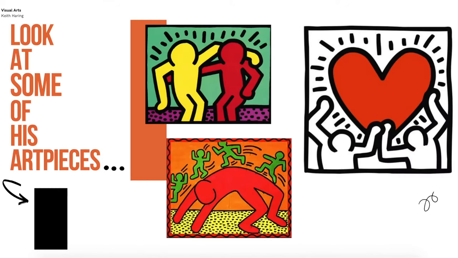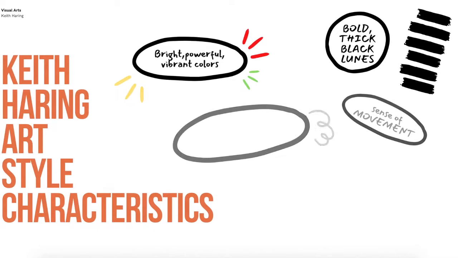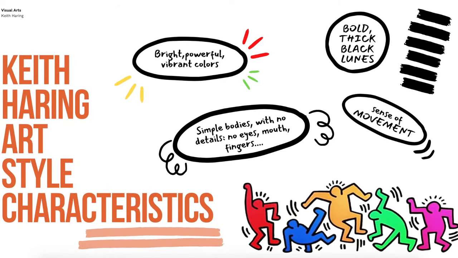Let's look at some of his art pieces. Isn't it a very unique style? Let's see some of his art style characteristics. In first place, we can see that he uses very bright, powerful, vibrant colors, mainly primary colors, but some secondary colors as well. In second place, we can see how mainly he uses bodies, simple bodies.